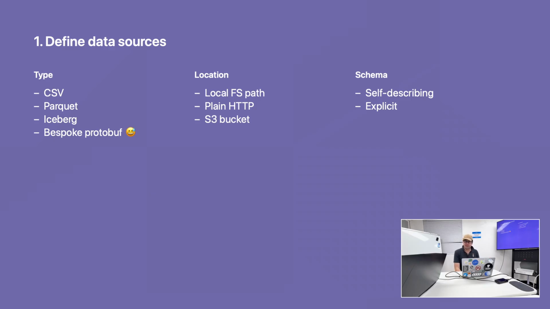Location: you need to know where to get this data. It can be a local file system path for developing, testing, things like that. It could be plain HTTP. It could be an S3 bucket.